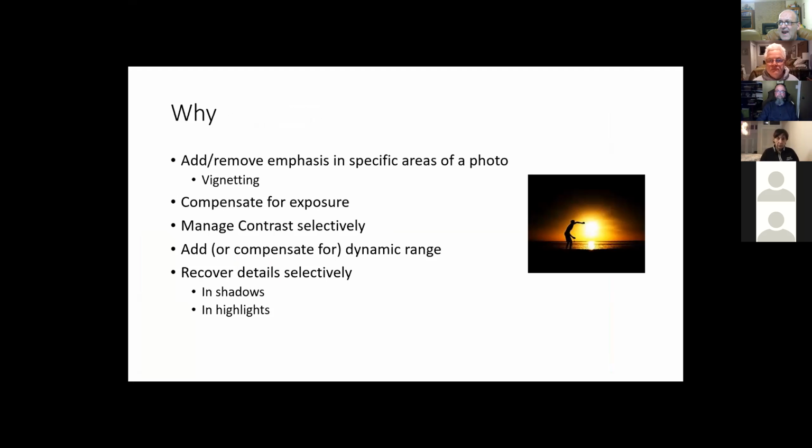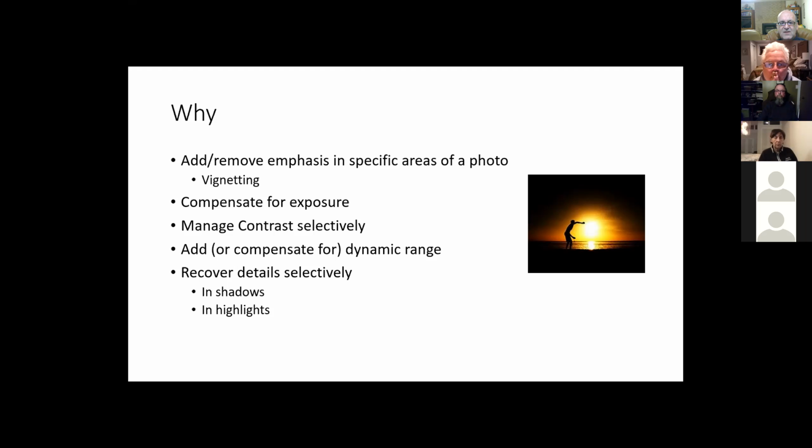What we're trying to do is add emphasis to specific areas of the photo. The most common way of doing that is vignetting, where you take the outside edges of the picture and make them dark, so all your attention goes to the center of the image. That was very easy in the old days. It would just be a big hole in a piece of paper, and you just feather the edges of the paper.